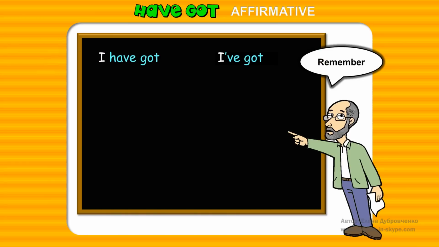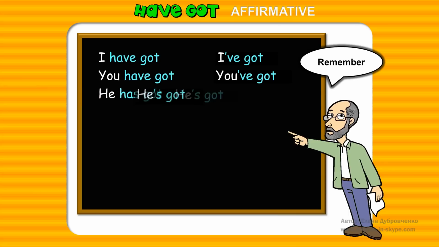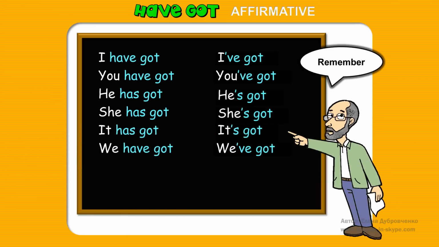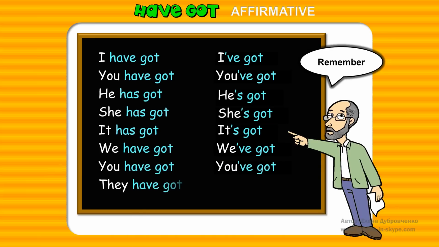Давайте повторим утвердительную форму еще раз. I have got. I've got. You have got. You've got. He has got. He's got. She has got. She's got. It has got. It's got. We have got. We've got. You have got. You've got. They have got. They've got.